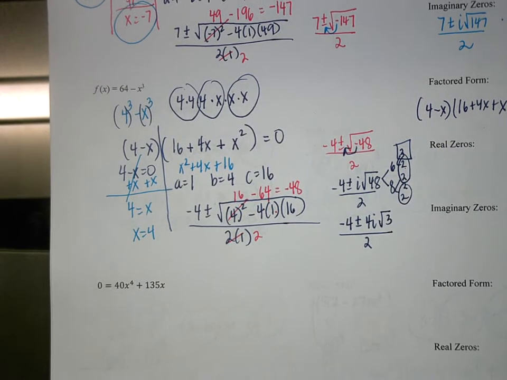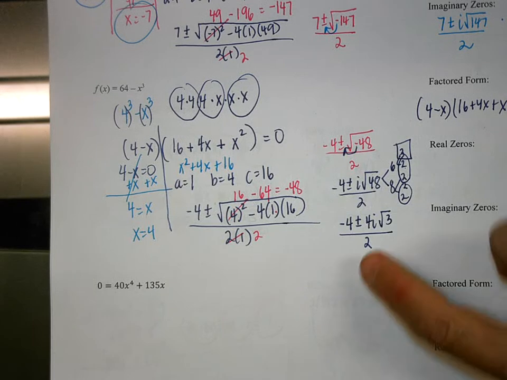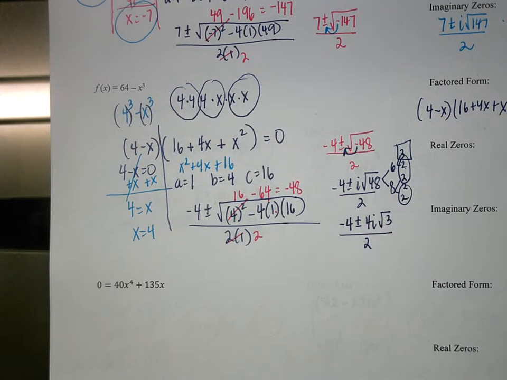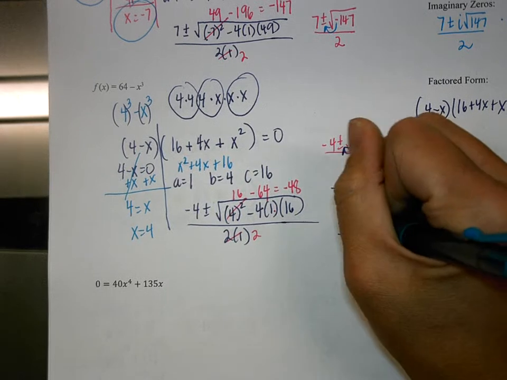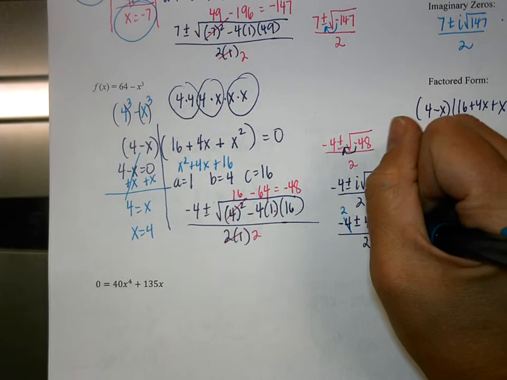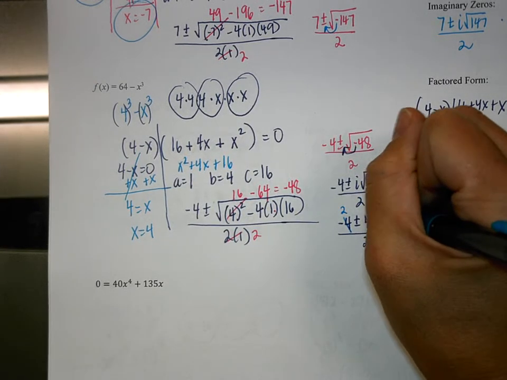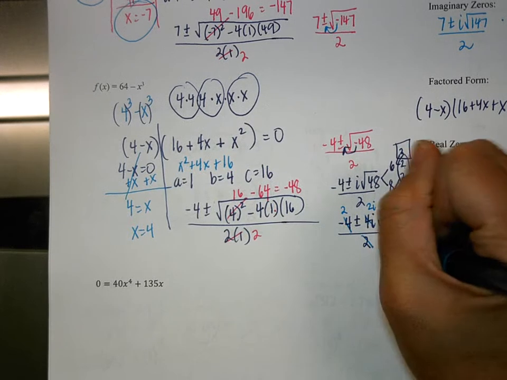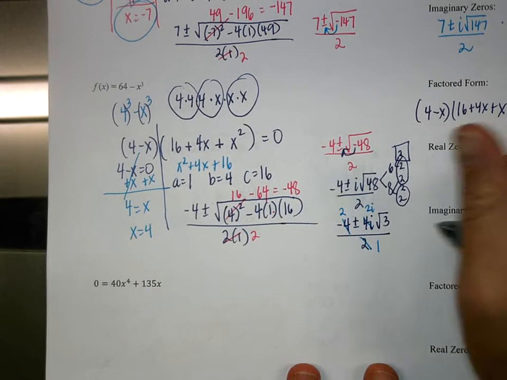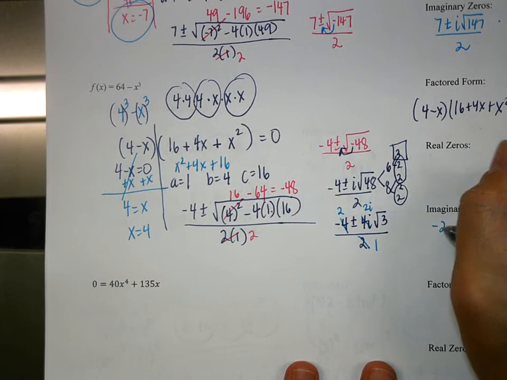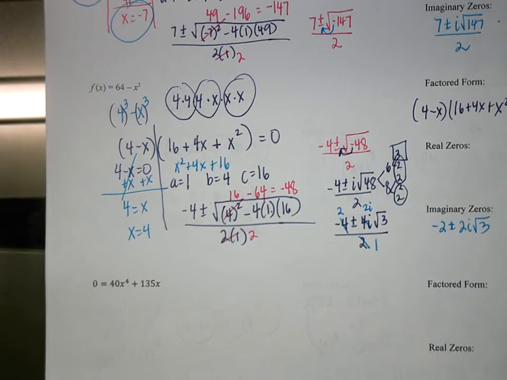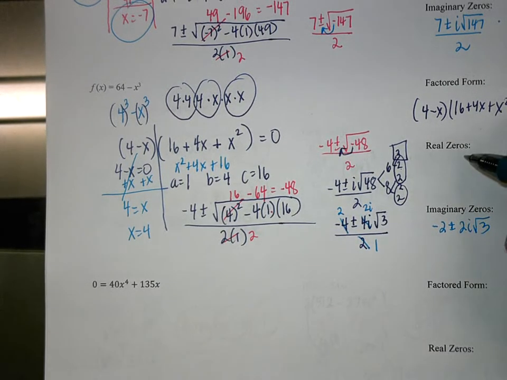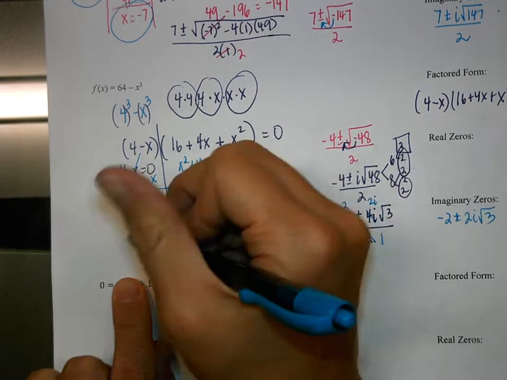And then we remember that if each of these numbers can reduce, we can reduce them, and so all of them can reduce by 2. And so we divide by 2, and that becomes a negative 2. We divide by 2 here, and you still have your 2i, and we divide by 2 here, and that becomes a 1. And so when we write our imaginary zeros, it's negative 2 plus or minus 2i root 3. The real zeros, there was only one of them, and that was 4.